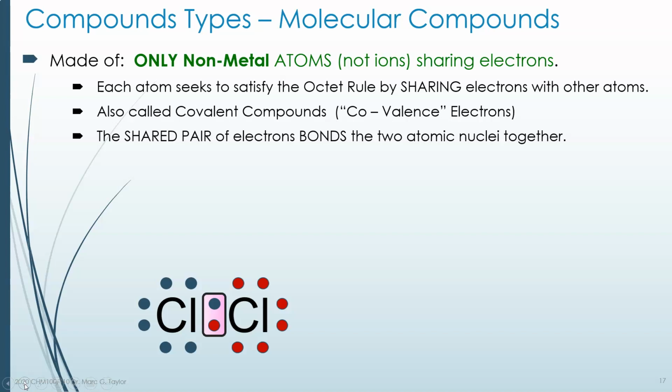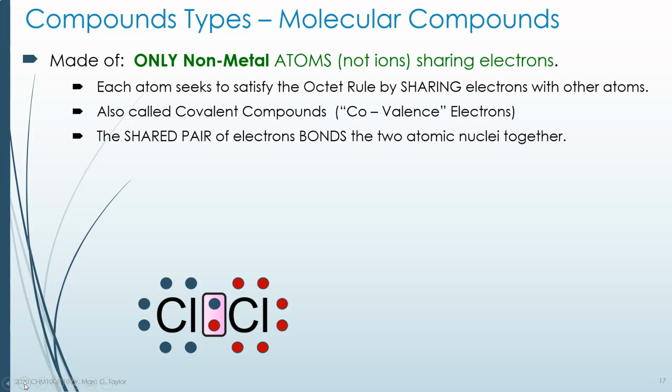So covalent compounds and molecular compounds mean the same thing as molecules technically. We don't usually use the word molecule when we're talking about ionic compounds. You might hear me or other chemists say molecules all the time. We do that in everyday speech, but technically ionic compounds are made of formula units and molecular compounds are made of covalent compounds or covalent bonds.